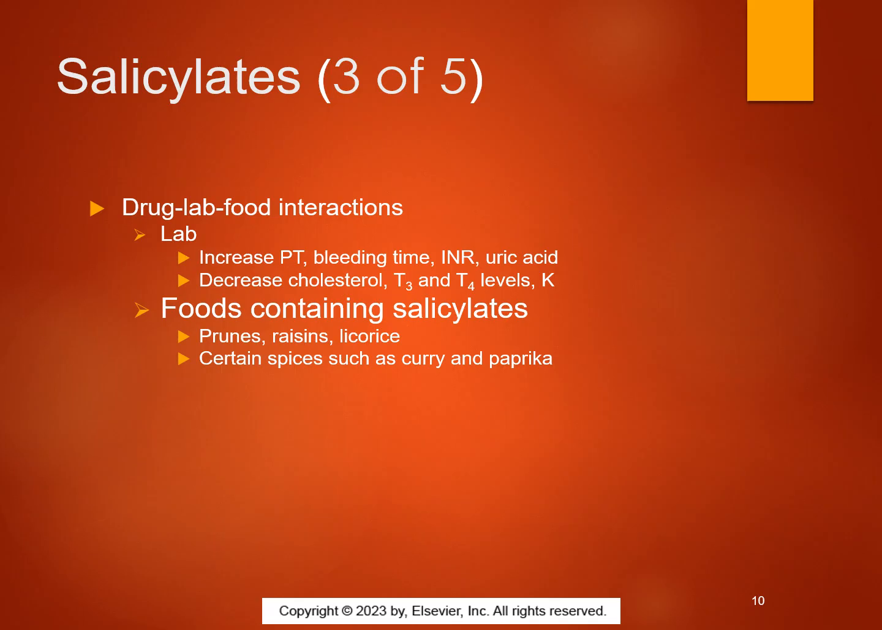Aspirin can decrease cholesterol. It has an anti-inflammatory effect on the vascular system, and it can decrease T3 and T4 as aspirin alters the protein binding of thyroid hormones. It can decrease potassium. Some food interactions: foods that naturally have salicylates are prunes, raisins, licorice, and spices like curry and paprika. Dietary salicylates don't replace aspirin, but they can enhance its effects, so it's important, especially with bleeding risk.